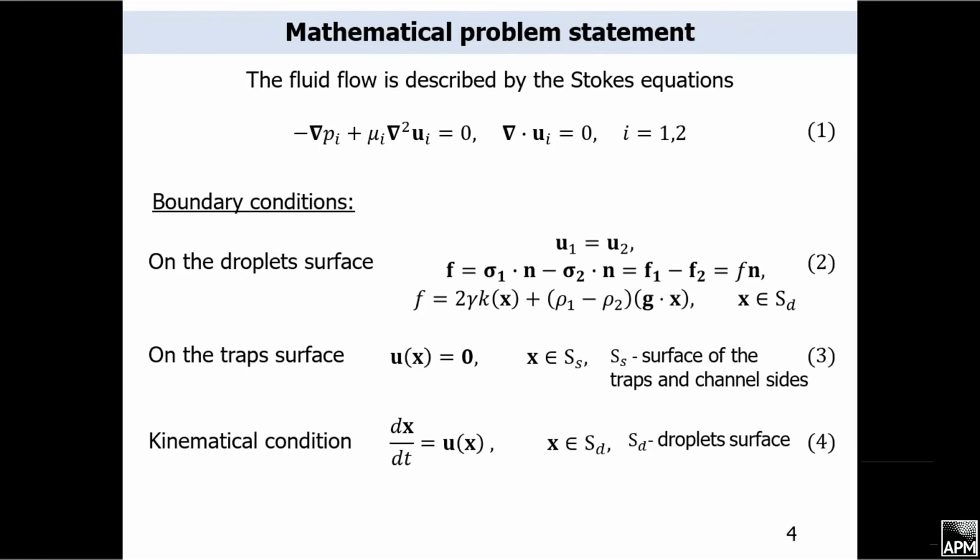Thus, the dynamics of the system is described by the Stokes equations, number 1. At the interface between the droplet and the carrier liquid, velocities are equal, and the difference of normal stress vectors is set. At the inlet of the channel, a constant volumetric flow rate is set. Also, we set the no-slip condition at the trap surface. The motion of deformable droplets is characterized by kinematic condition number 4.